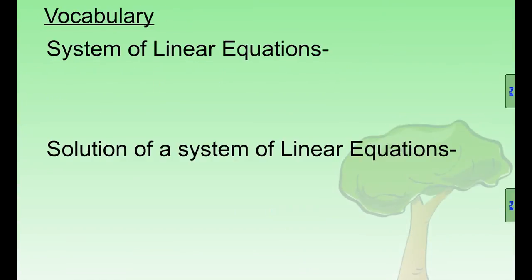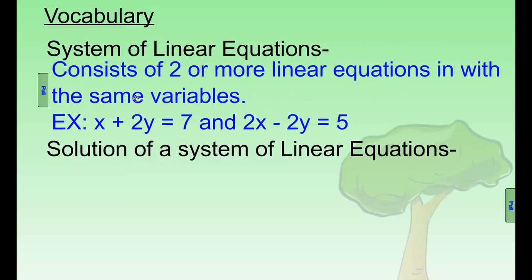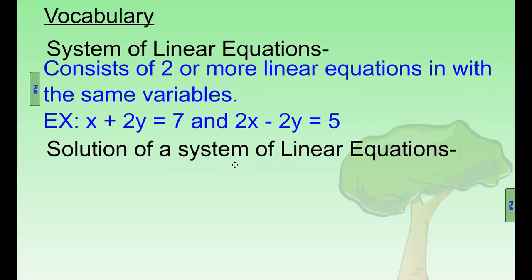Vocabulary. We have two vocab words here. First one is a system of linear equations. A system of linear equations consists of two or more linear equations with the same variables. We're just going to see two equations, but it is possible to have more than two. I have an example here of x plus 2y equals 7 and 2x minus 2y equals 5. Those two equations together in one problem make a system of linear equations.